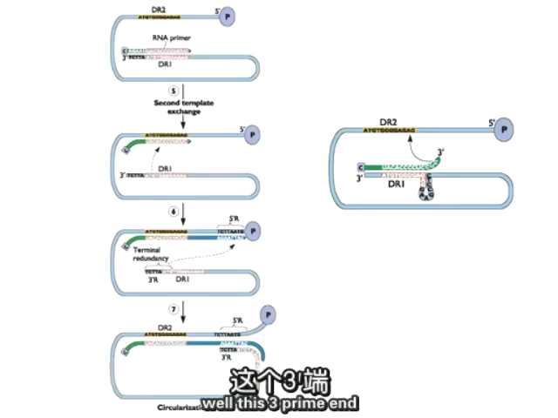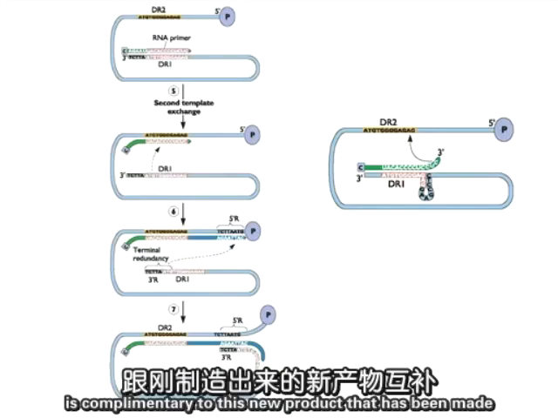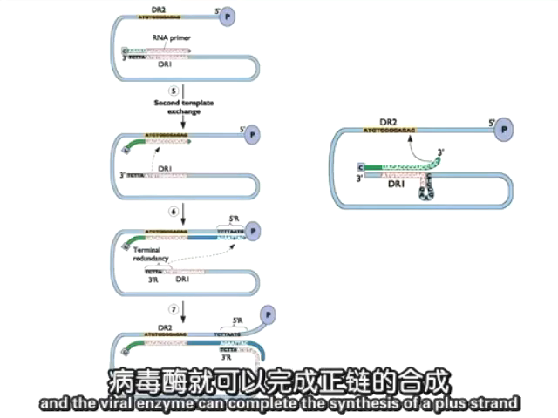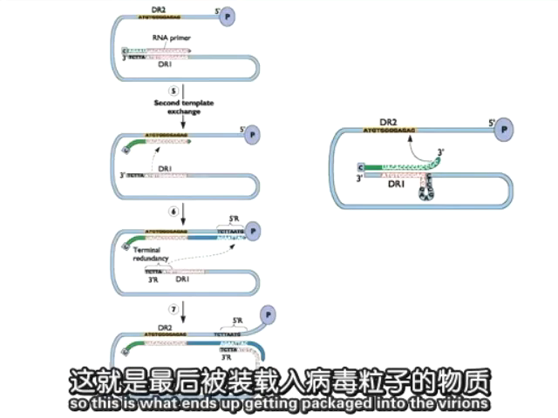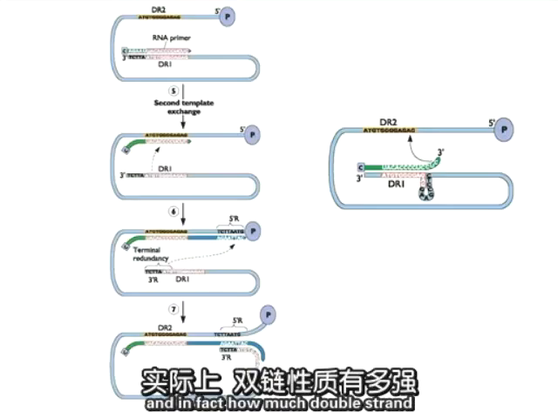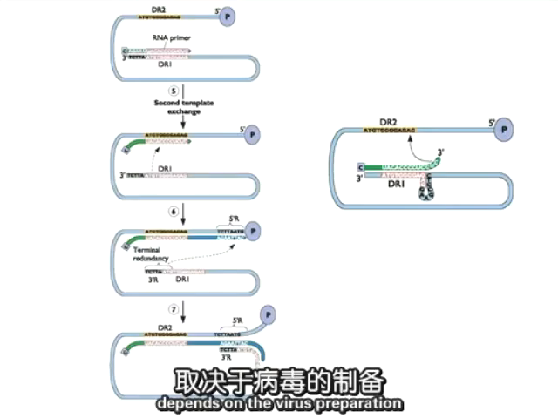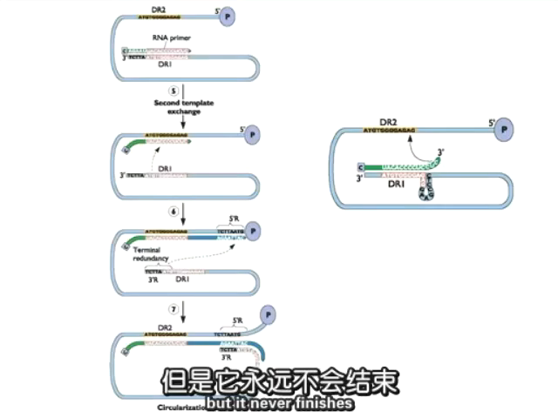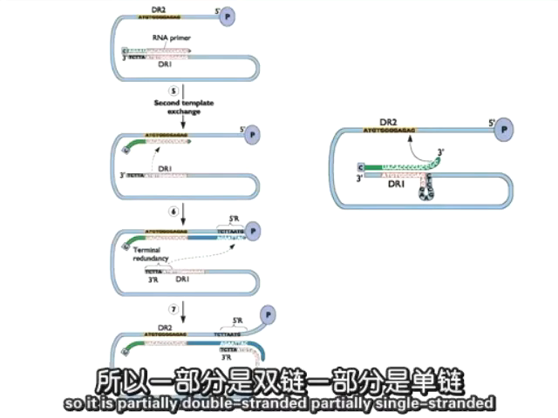Well, this 3' end is complementary to this new product that has been made. And now that will anneal up to the newly synthesized region, and the viral enzyme can complete the synthesis of a plus strand. So this is what ends up getting packaged into virions. So you can see it has some double-stranded character, and in fact, how much double strand depends on the virus preparation. So this reaction making plus strand could go a little bit longer, but it never finishes. So it's partially double-stranded, partially single-stranded.